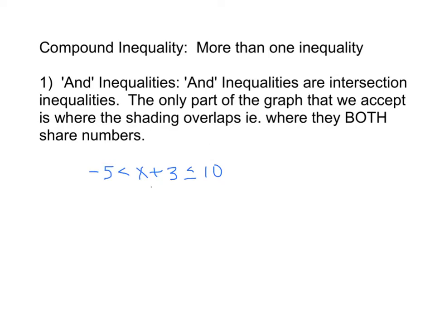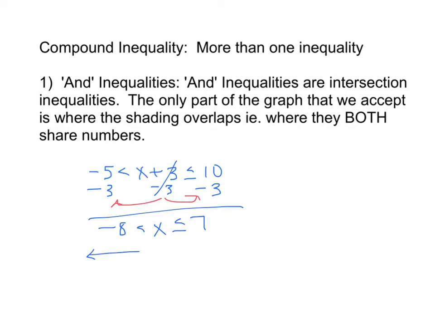So in this case, what you want to do is get the x by itself in the middle. Now, to do that, you actually have to subtract that 3 over both inequality symbols. You've got to move it to the right and you've got to move it to the left, since we've got two inequalities here, giving us the inequality of -8 is less than x is less than or equal to 7.